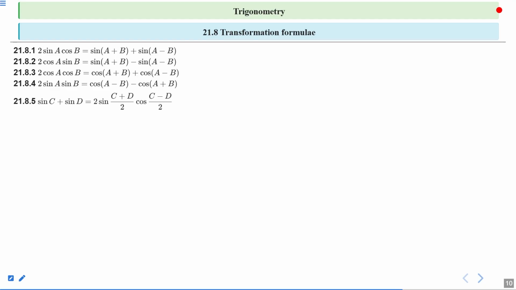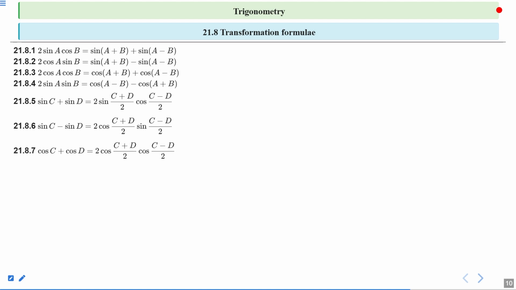Sin C plus sin D equals 2 sin ((C plus D) by 2) into cos ((C minus D) by 2). Sin C minus sin D equals 2 cos ((C plus D) by 2) into sin ((C minus D) by 2).